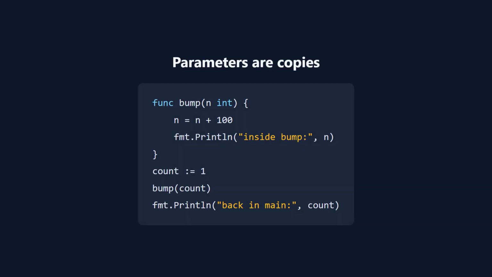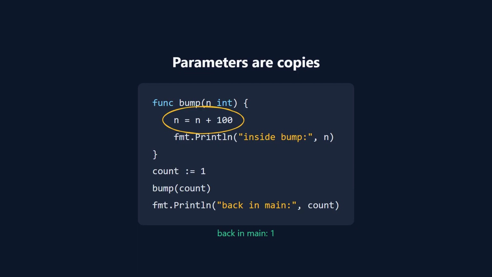This one is worth internalizing early because it explains a lot of Go's behavior later on. Go passes arguments by value. The function gets its own copy. So bump adds 100 to n and prints 101. That part is not surprising. But back in main, count is still 1, not 101. Bump changed its own private copy, and then that copy was thrown away when the function returned. Main's variable was never touched.